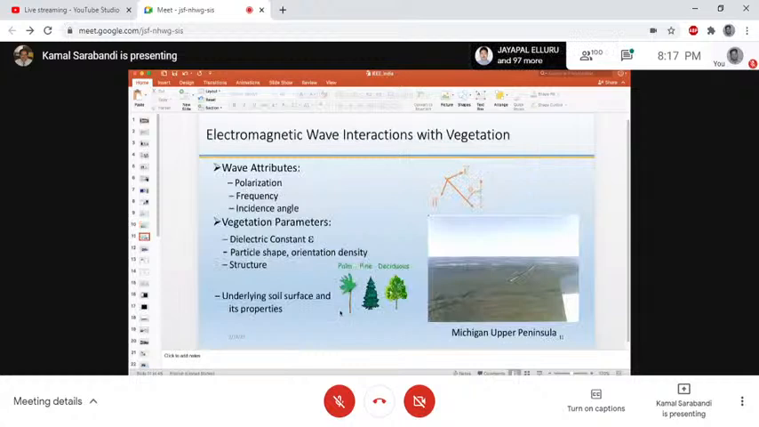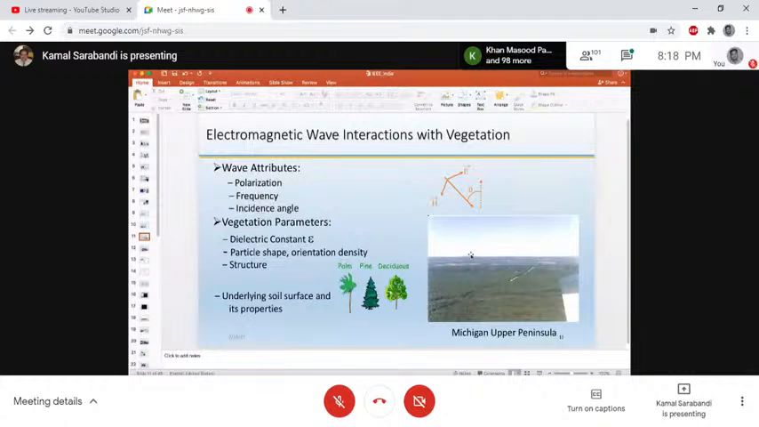So what is the electromagnetic wave in this? This is a picture I took at the time I was flying an aircraft. This was a site that we were using in the northern part of Michigan. This is a mixed forest. We have to come up with a model.